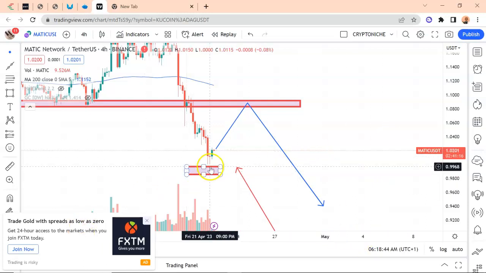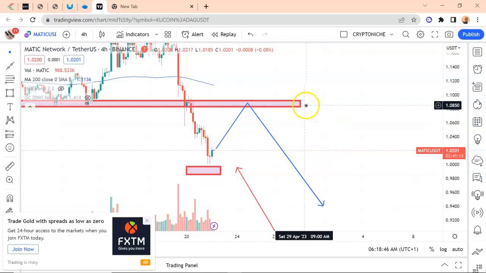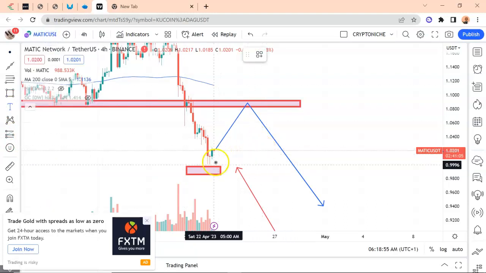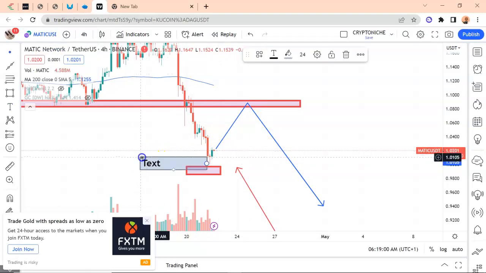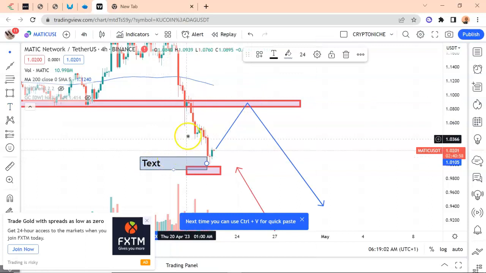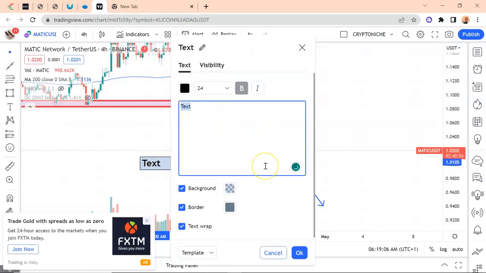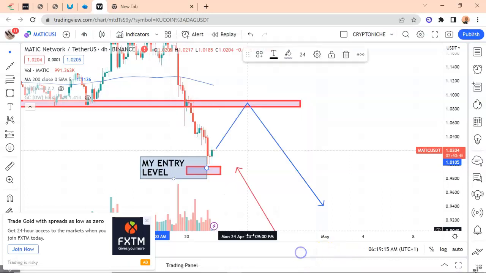This is a good entry. This is a good exit. So let me type this. Don't worry, guys. For those who are going to be investing in Matic, I'm going to be giving you a good entry price also. So this is going to be my entry level on the charts.